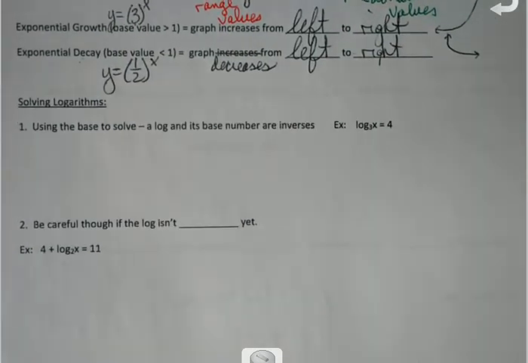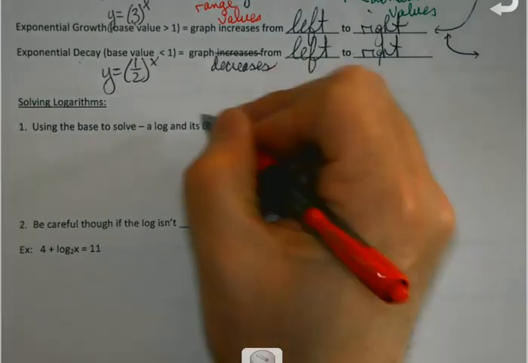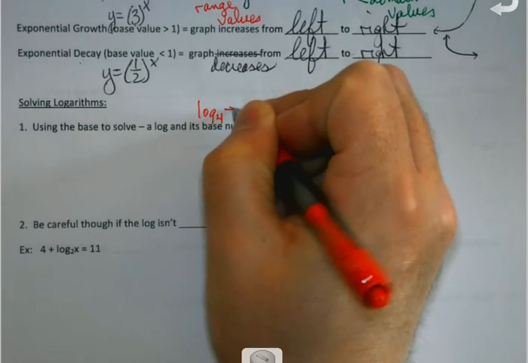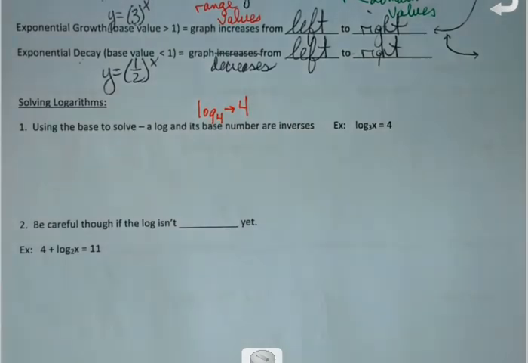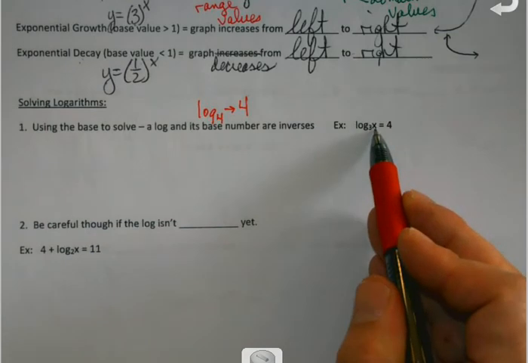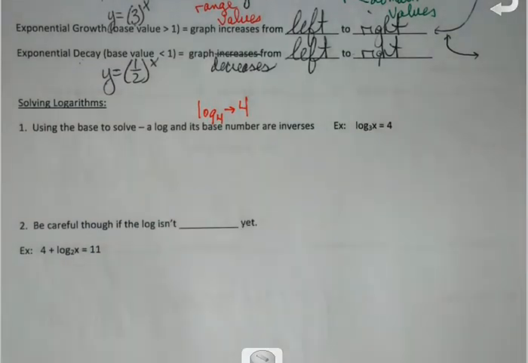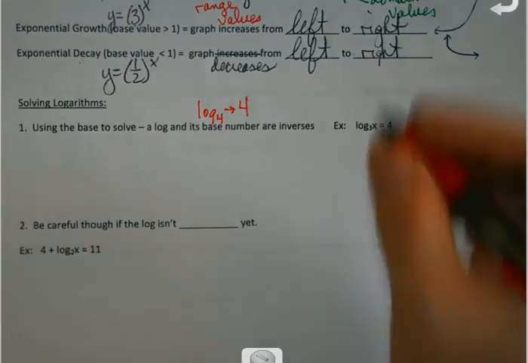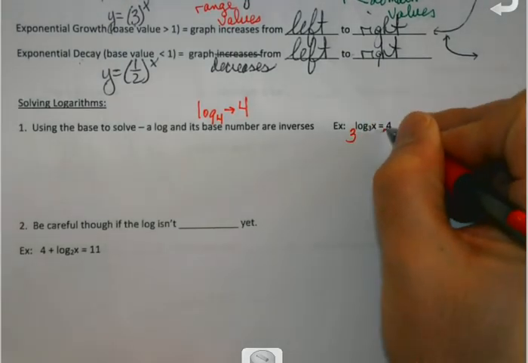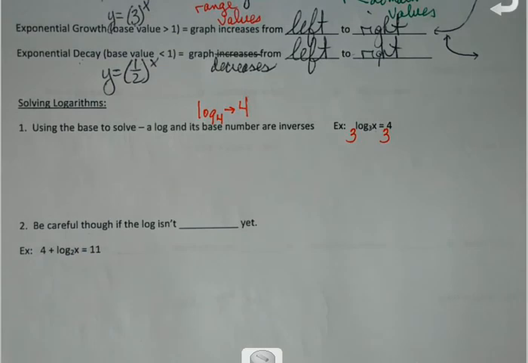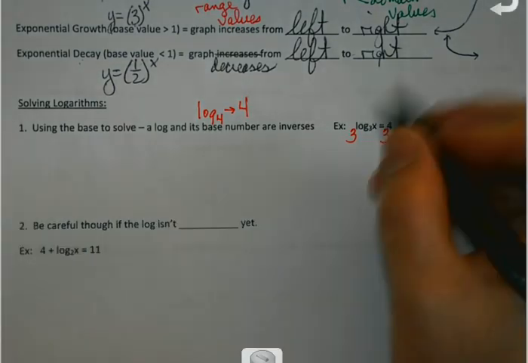So then the next part becomes solving logarithms, okay? We're going to use the base to solve it. A log and its base number are inverses. So for instance, if I have log base 4 of 4, those things are opposites. Those things cancel each other out. So if I see this where I want to solve for x and there's a log base 3 there that I need to get rid of, here's a word we haven't heard in a while. We're going to exponentiate. We're going to take whatever that base number is and we're going to use that as my opposite to get the log out of there.